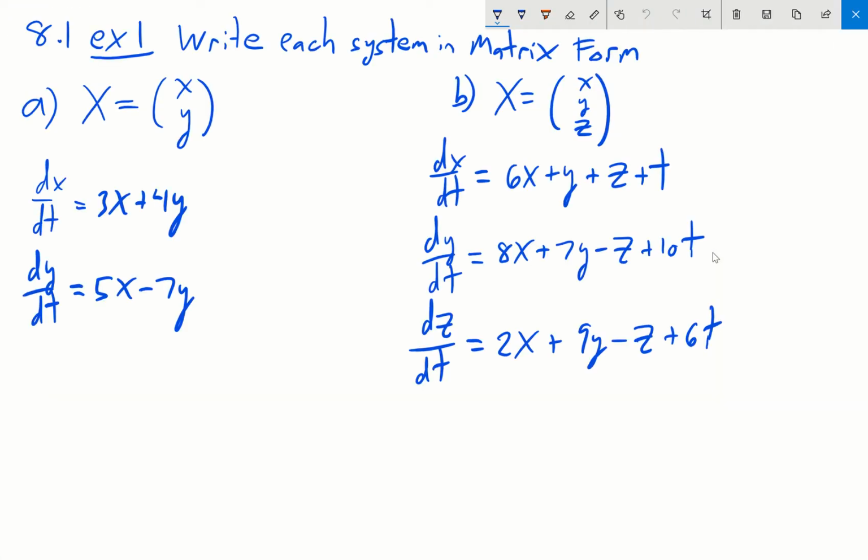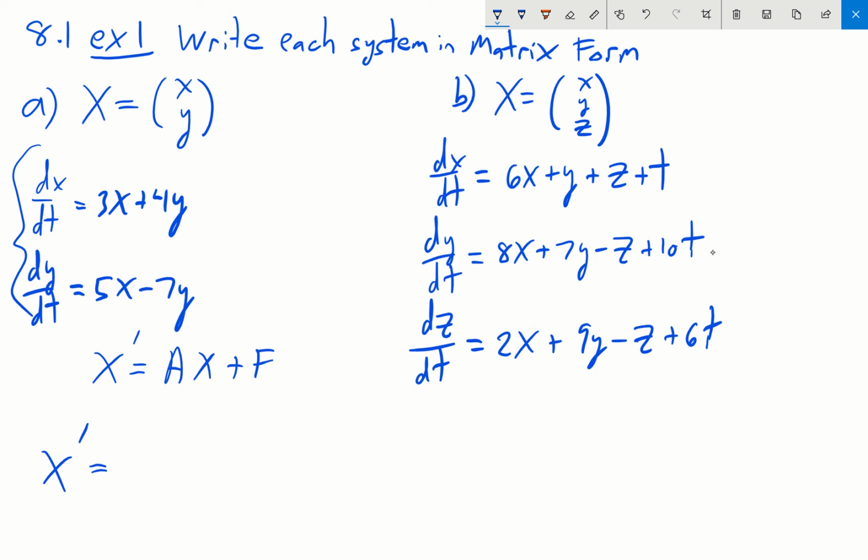In example 1, they ask us to write each system in matrix form. If we look at the first system, it's as follows. We have dx/dt equals 3x plus 4y, dy/dt equals 5x minus 7y, and in general, we're hoping to write it as x prime equals A times x plus f. Now we're already calling this x comma y, so that's already kind of our column matrix. So it's going to be x prime equals, for the matrix A, remember that's just the coefficients.